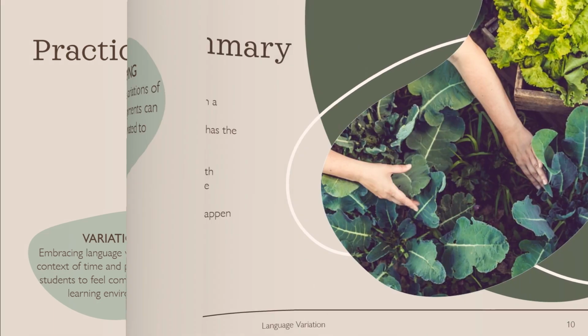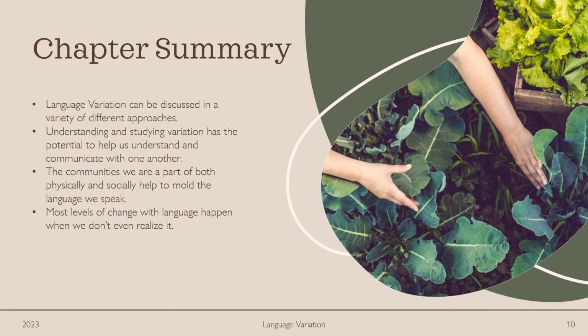And then last, we have a chapter summary. Overall, language variation can be discussed in a variety of different contexts. Language variation can be broken up to examine the sounds we make, the words we use, our backgrounds and identity and how they shape our language, and how we structurally change language in a social context. Understanding and studying variation has the potential to help us understand and communicate with one another.